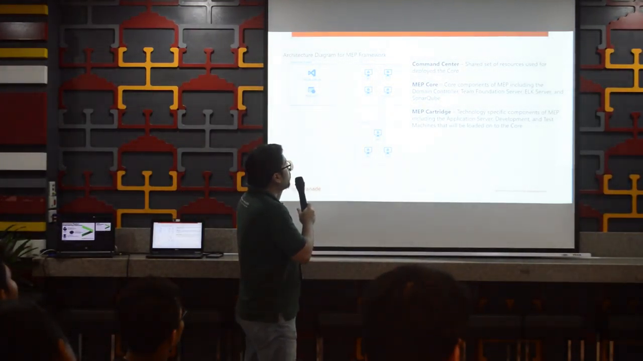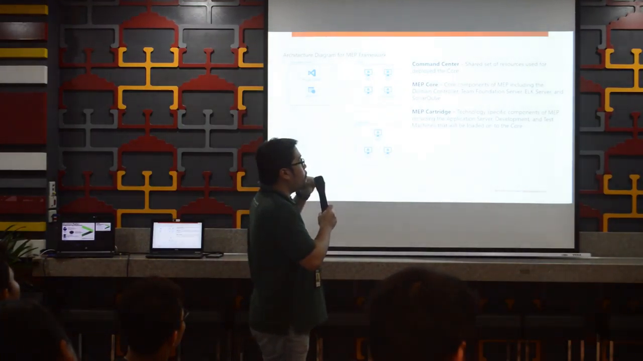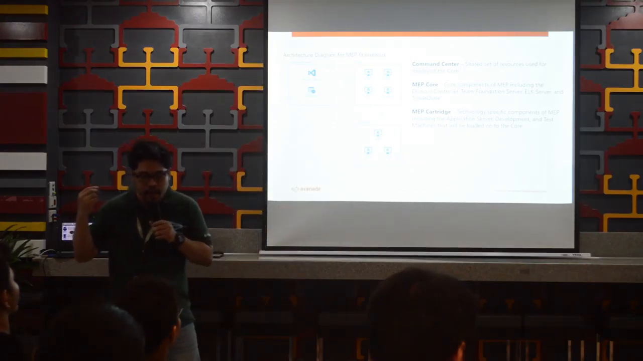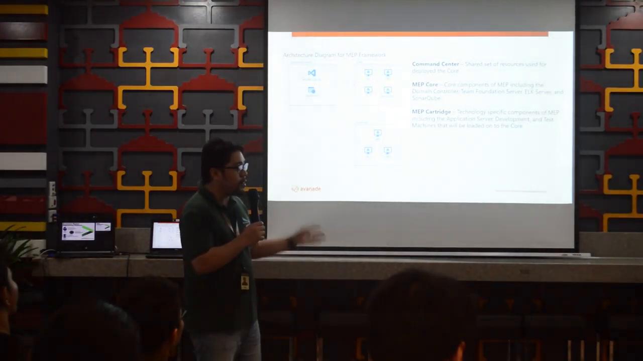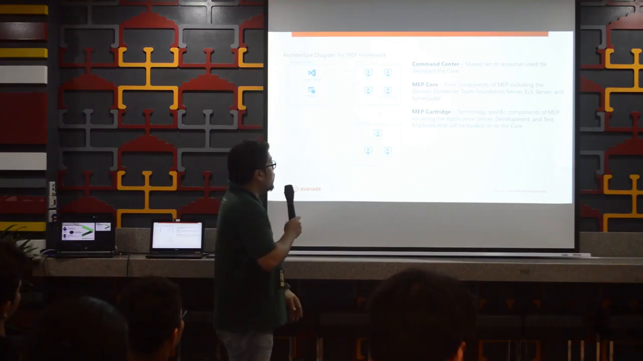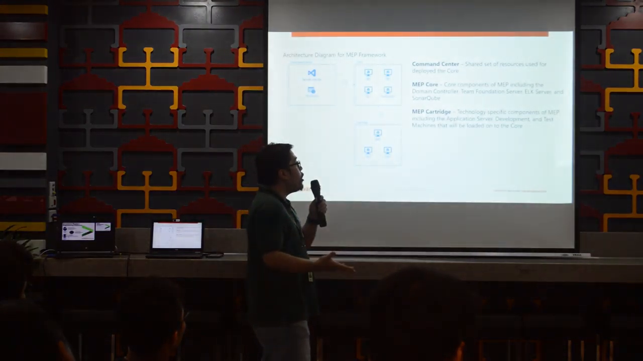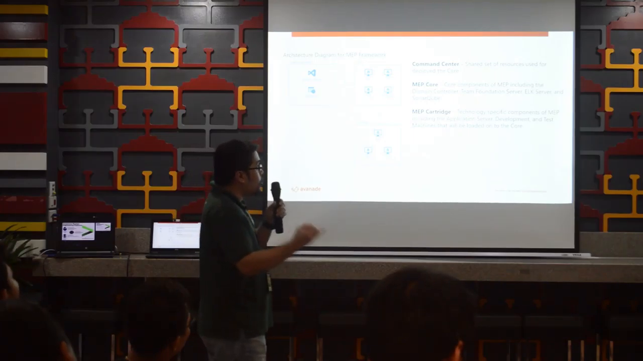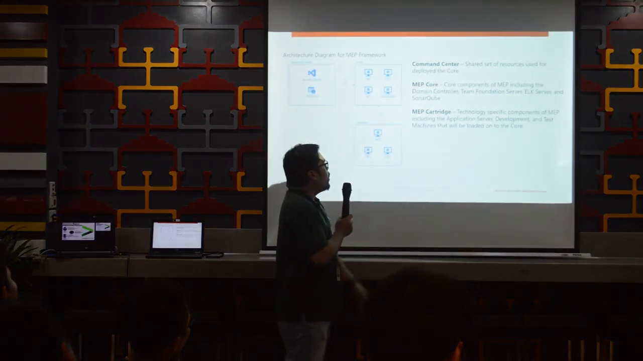What we are doing here is that the core is going to be deployed first through the command center. The command center is actually just a script. It's a PowerShell script, which I will be showing later after these slides. From the command center, it will start provisioning the core. The core is a set of components of AMEP, including the domain controller, the Team Foundation Server, the Helm server, and the SonarQube.